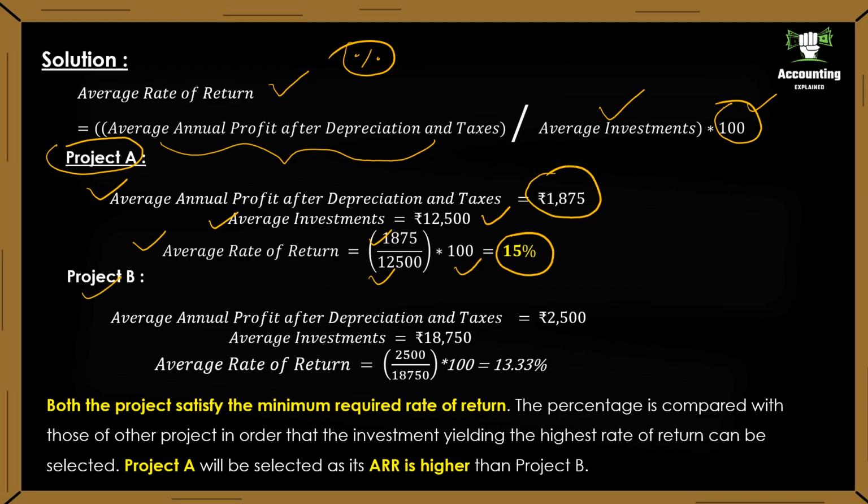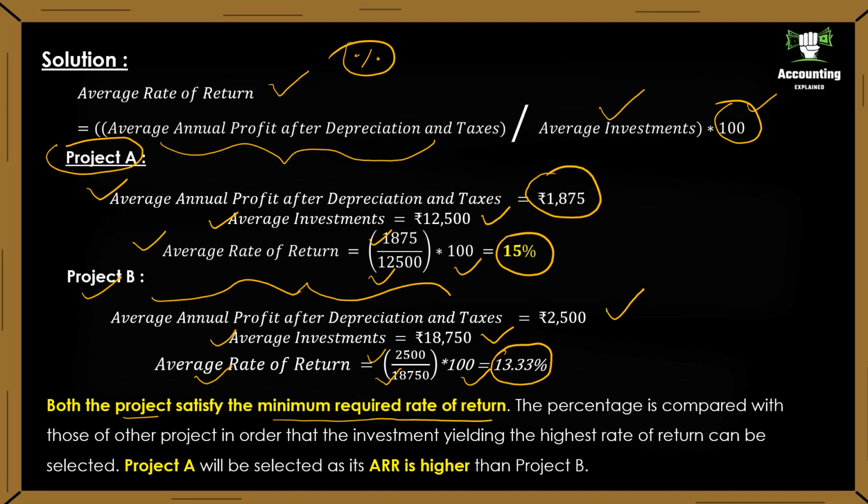For project B, average annual profit after depreciation and taxes is 2,500. Average investment is rupees 18,750. Average rate of return is 2,500 divided by 18,750 into 100, which comes to 13.33%. Now we have to find out the project which gives us more ARR. Both the projects satisfy the minimum required rate of return. What is the minimum required rate of return given in the question? 12%. So both are satisfying.